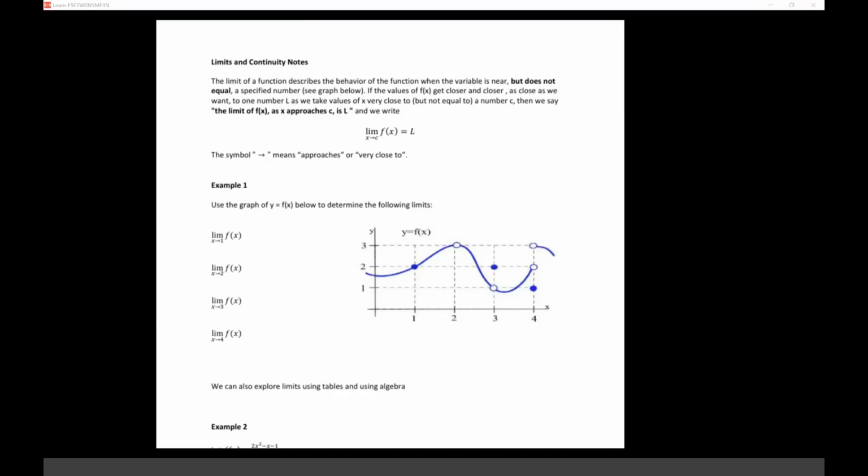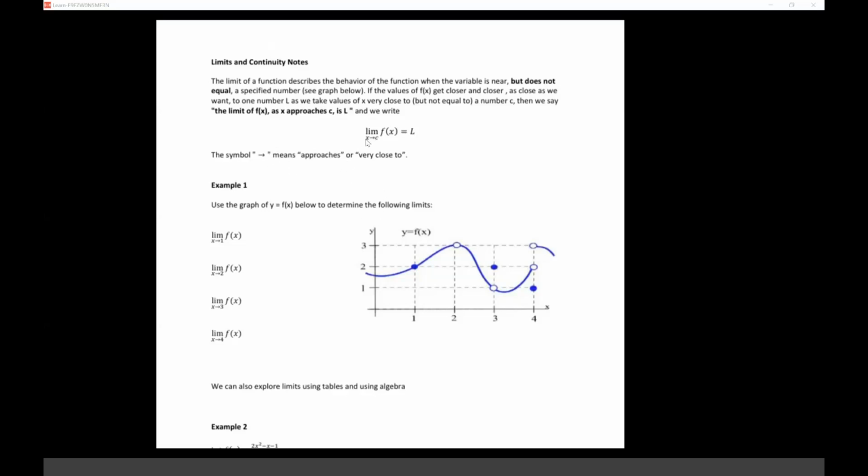All right, so in some cases the function value at C will be equal to the limit at C. But in lots of other cases, it won't. What other cases? Well, when there's a hole at C, or where there's a jump at C. So let's take a look at this graph here, and I'll go through some examples.